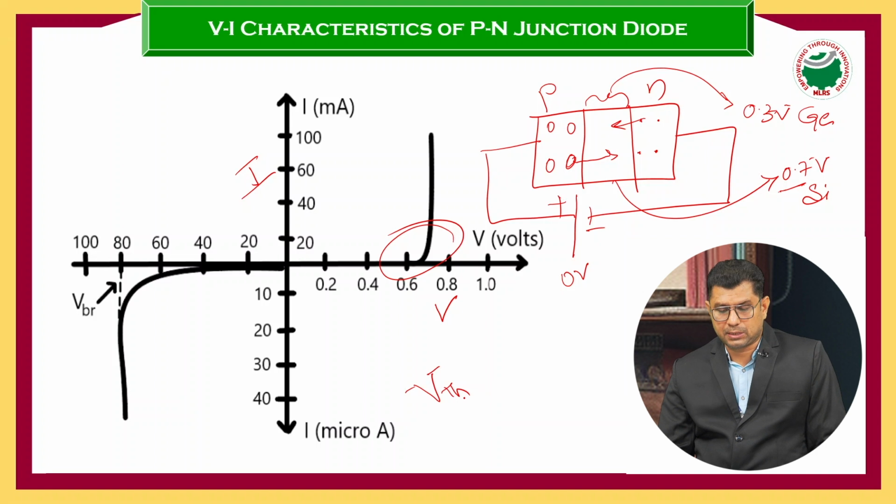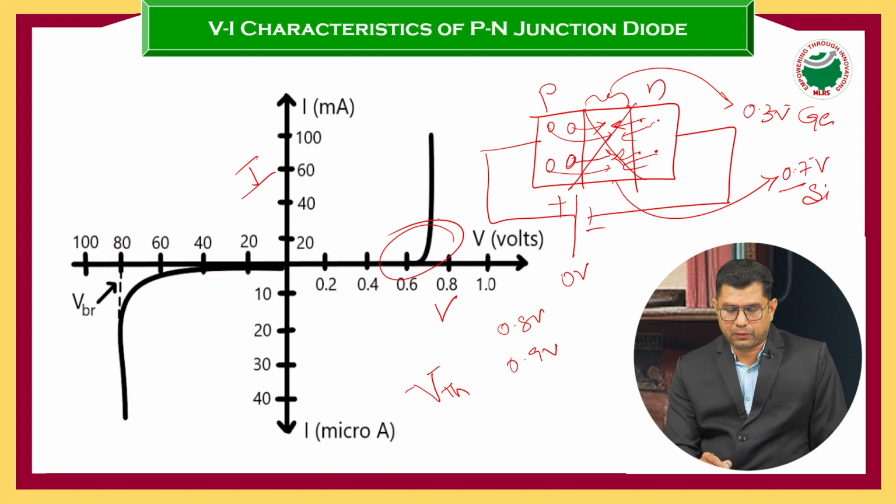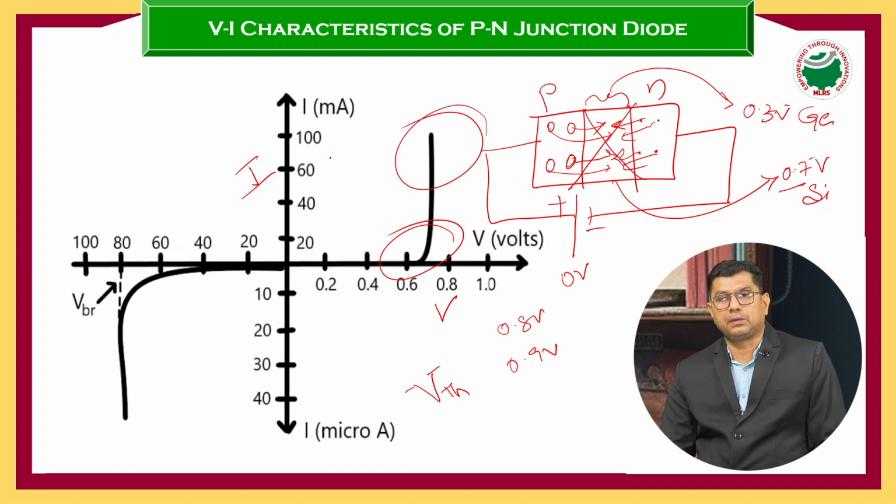What is threshold voltage? The minimum voltage at which the holes from the P side can cross the junction and electrons from the N side can cross the junction. That is called threshold voltage. After 0.7 volts, you increase the voltage like 0.8, 0.9 and so on. Then more charge carriers can cross the junction. So at a very high voltage, this space charge region completely vanishes. So a large current flows through the junction, that we can observe here.